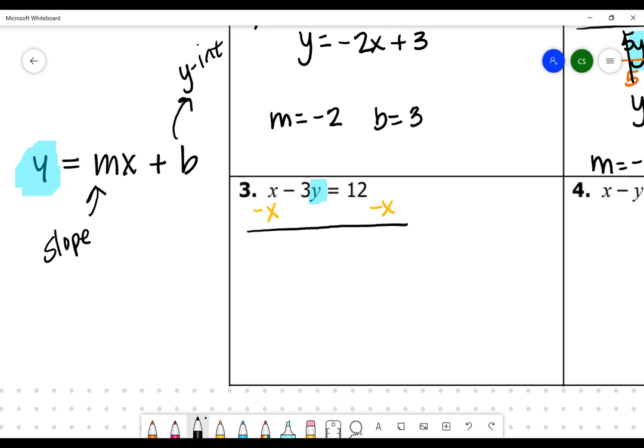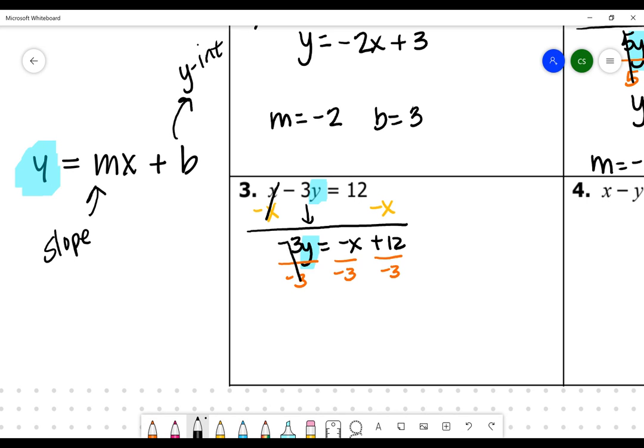Notice when I subtracted x from both sides, I did not line x up with 12 because they're not like terms. Well, this cancels, and I get negative 3y is equal to negative x plus 12. Well, I'm still trying to isolate y because in slope-intercept form, y is solo dolo. No number in front. So negative 3 is being multiplied to y. The opposite of multiplying negative 3 is dividing by negative 3. And I got to divide it by all terms.